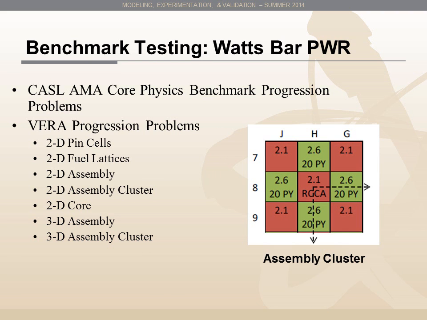The problems I worked on throughout the summer were the AMA core benchmark problems provided by the CASTLE project. Completion of the benchmark problems assists software and method developers in progressing through capabilities needed to model a real reactor. Beginning at the pin level and working to the full core allows developers to see exactly which places need improvement.